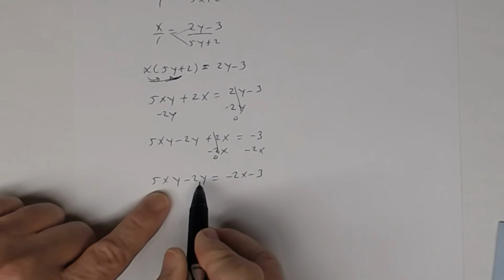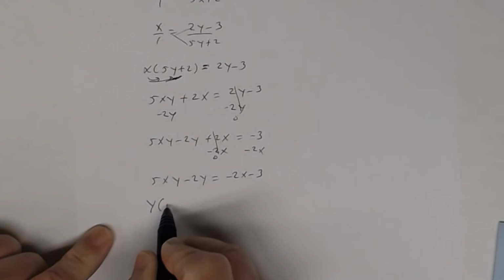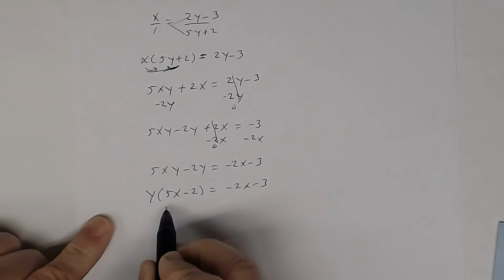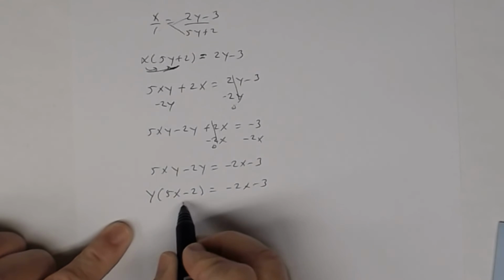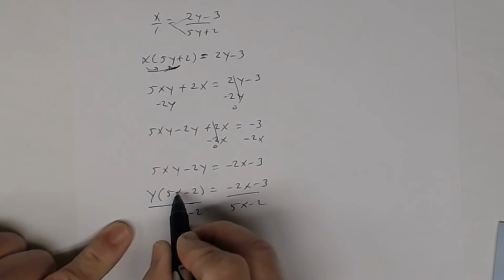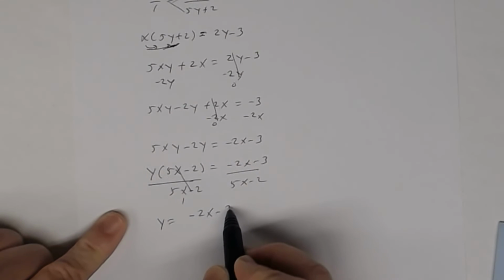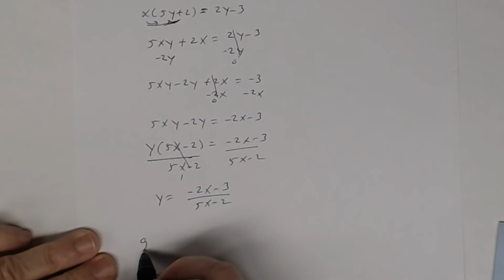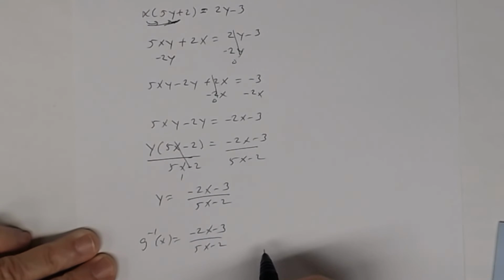And just like we did in the previous problem, both of these terms have a factor y, so let's go ahead and factor out the y. So you get y times (5x minus 2) equals negative 2x minus 3. And then to get y by itself, right now it's multiplied by this factor of 5x minus 2, so I'm going to divide both sides by 5x minus 2. And so then these divide out, and you get y equals (negative 2x minus 3) divided by (5x minus 2). And that's the inverse. So you'd say g inverse of x is equal to (negative 2x minus 3) divided by (5x minus 2).